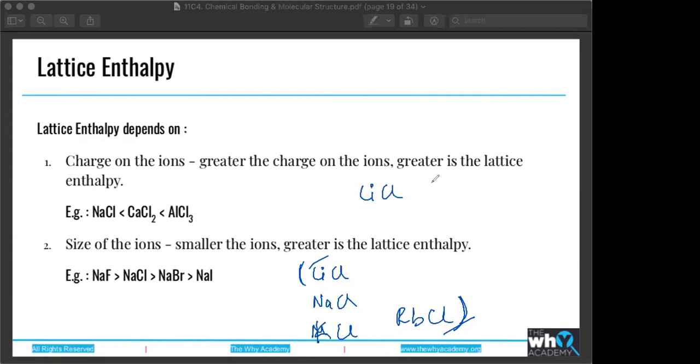As the charge increases, size decreases, so both of them are going hand in hand. If you want to compare LiCl and MgCl2, the size of Li+ is definitely less in comparison to Mg2+. But in this case, the charge is greater, right? In that case, I'll have to check the actual values. I'll let you guys know which one will take precedence. Nice. That's a good question.